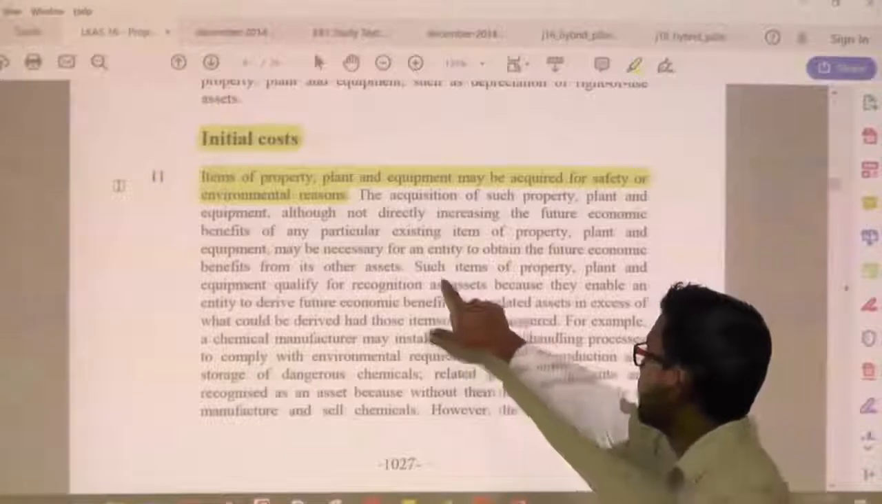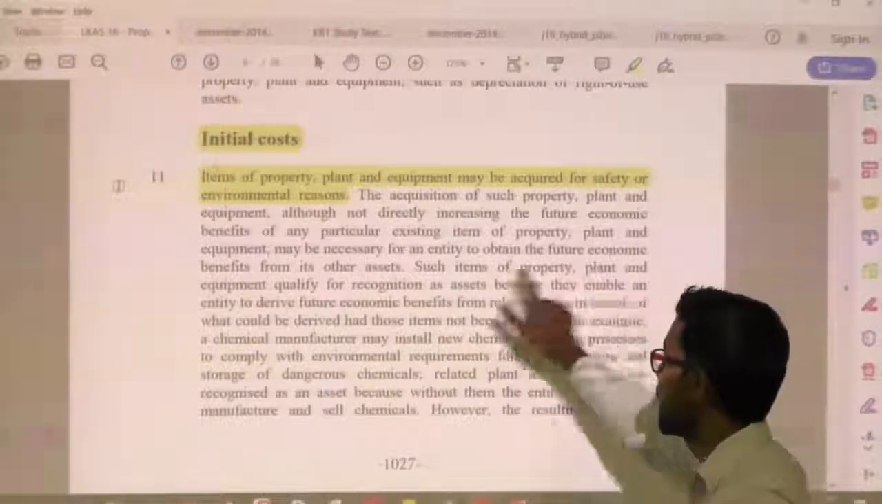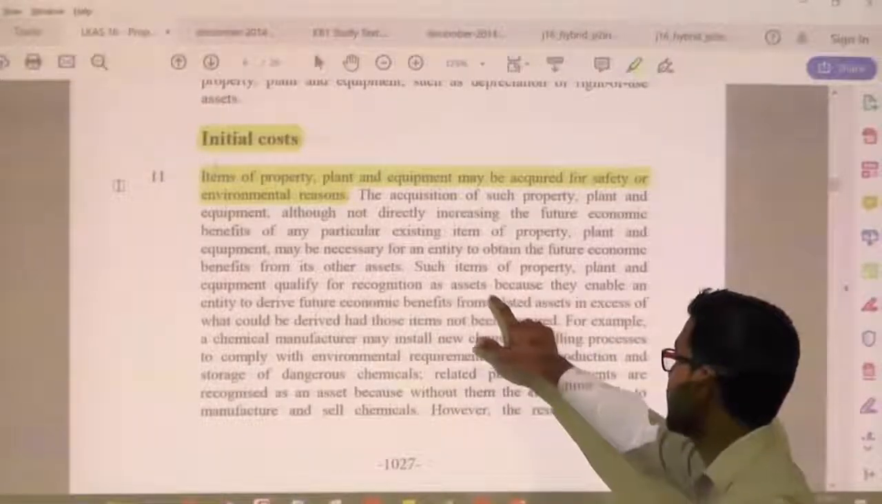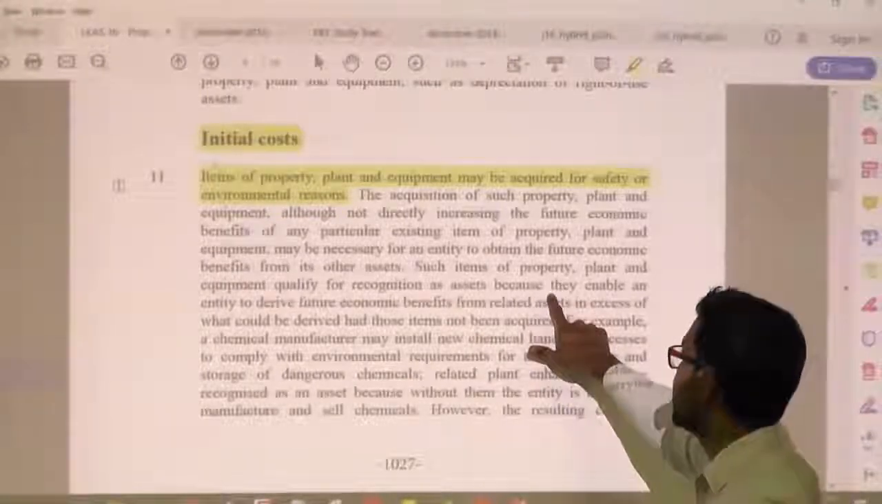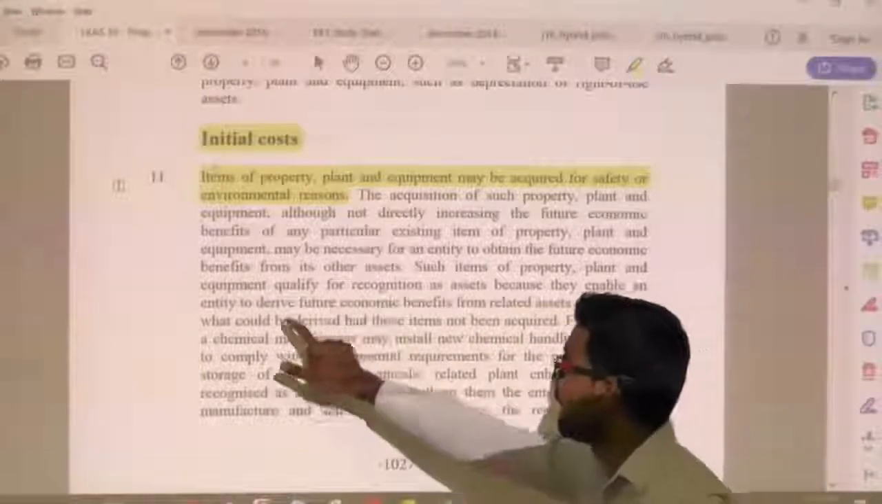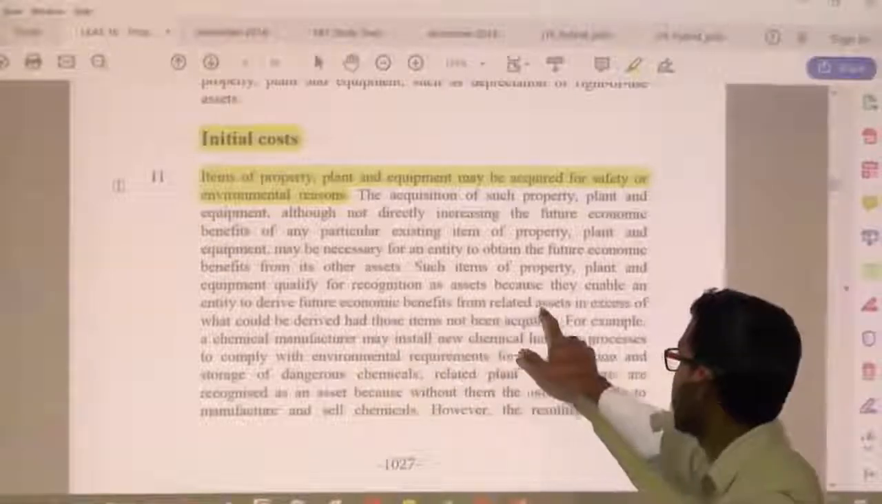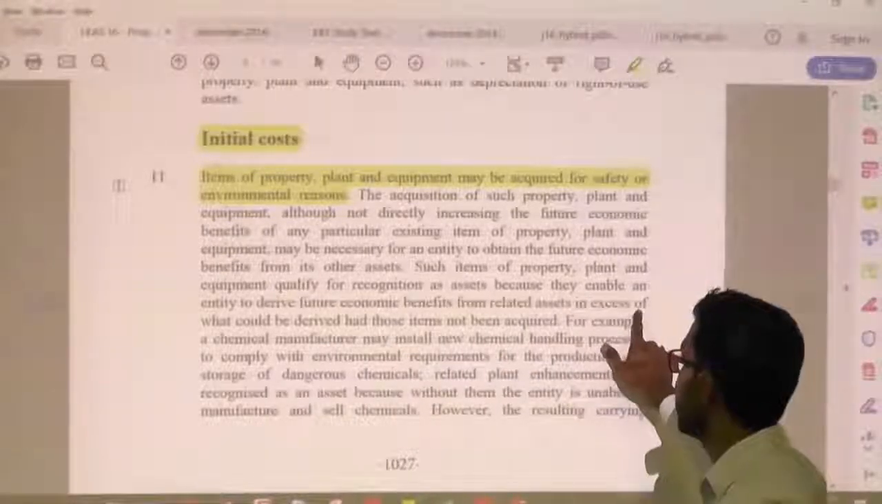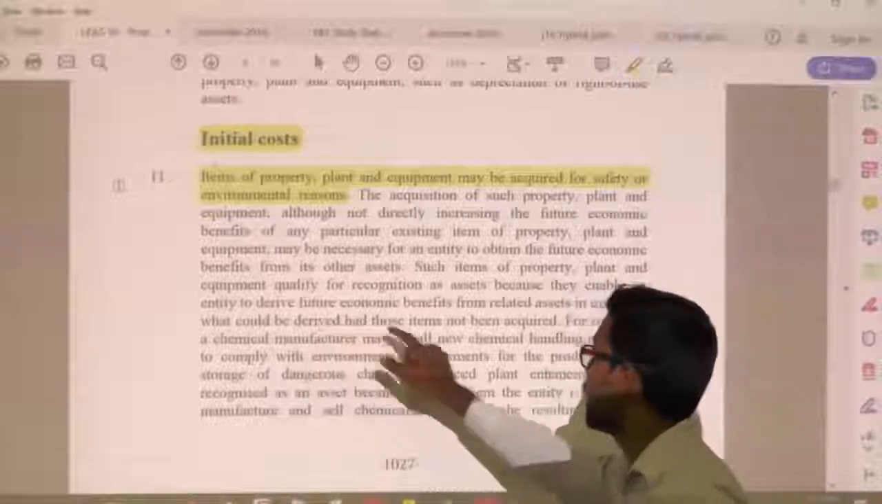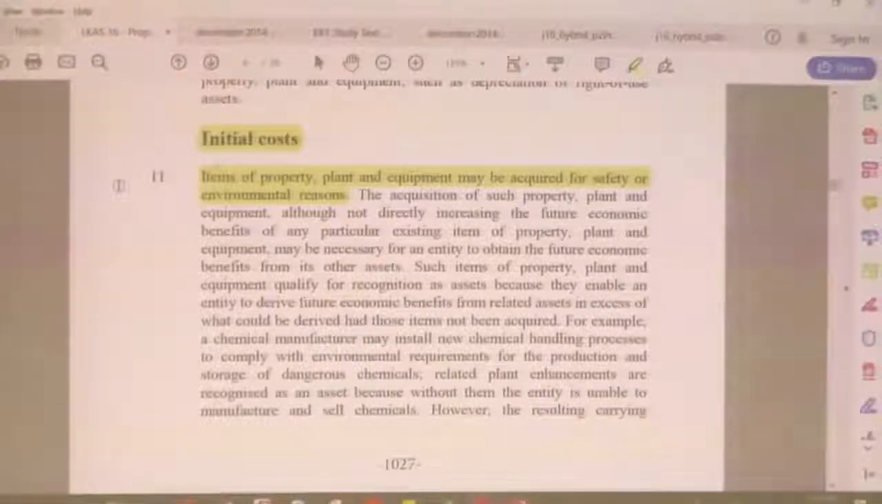Therefore, such items of property, plant and equipment qualify for recognition as assets, because they enable the entity to derive future economic benefit from related assets in excess of what would be derived had those items not been acquired.